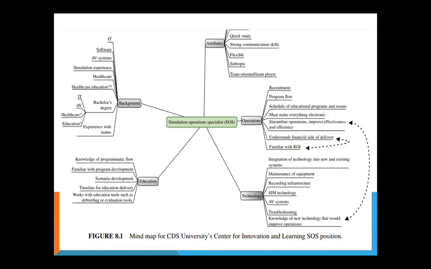Educational background is also important. And the backgrounds, of course, as we talked about before, most of us are from healthcare, but also IT and AV systems. We can recruit some of the IT technicians and teach them more about healthcare simulation.